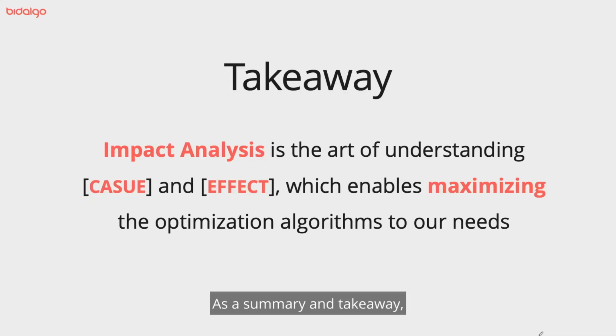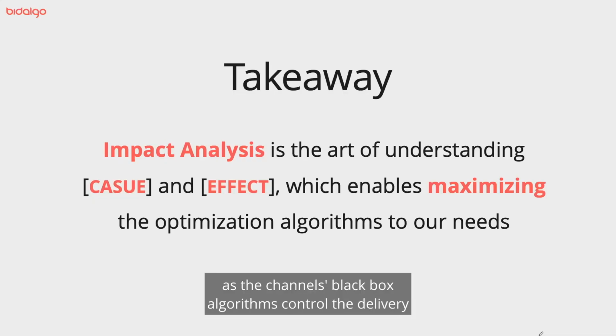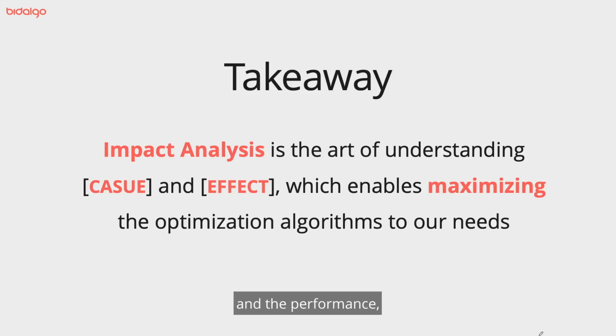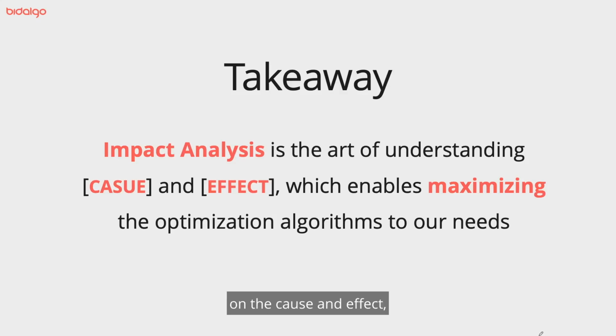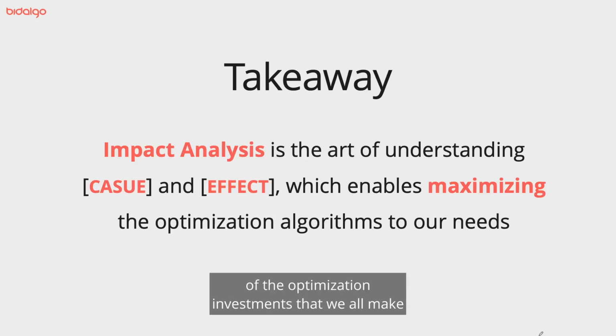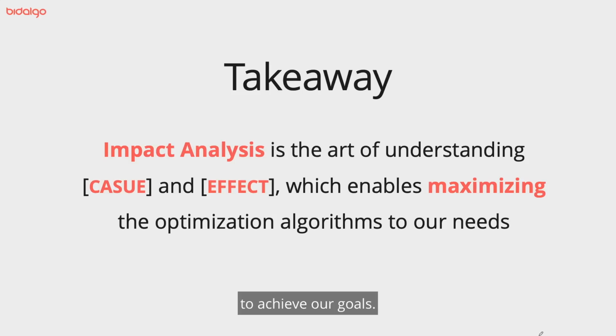As a summary and takeaway, as the channel's black box algorithms control the delivery and the performance, we need to unpack the transparency by learning more on the cause and effect, the impact of our marketing efforts on how the algorithms work. This is the next level of effort to dramatically elevate the performance of the optimization investments that we all make to achieve our goals.